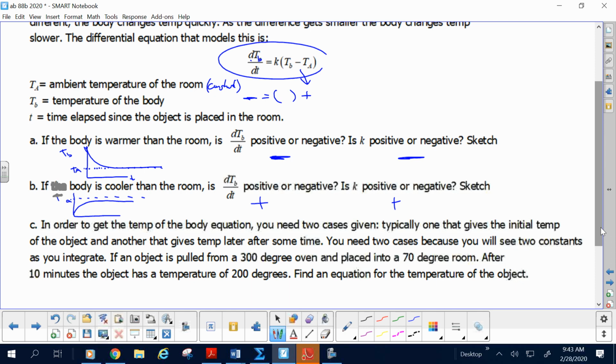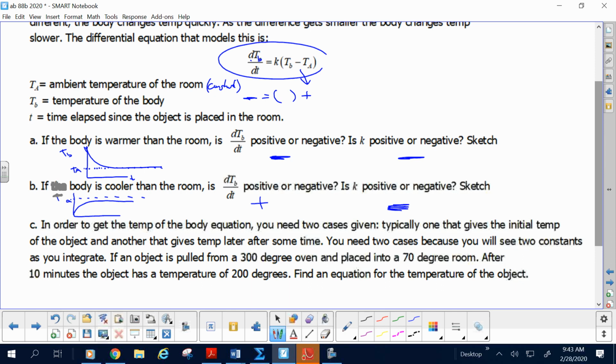Wait, wouldn't it be negative? Because T sub B minus T sub A would be negative. So you'd have to have another negative. Let me think about that. This is negative, and so K needs to be negative to get a positive. You're right. Why didn't I catch that before? Good job. Way to think critically.